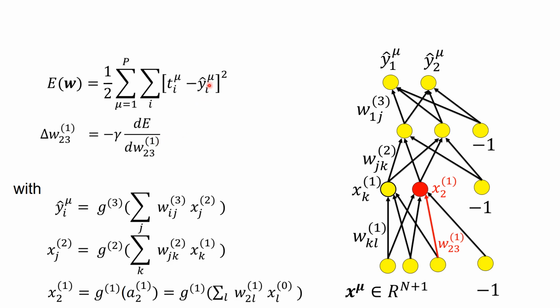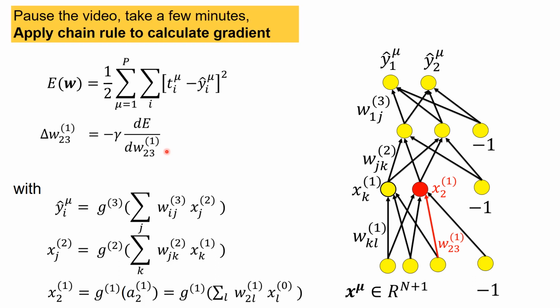We have to plug in here the value of the output. This is this value here. This depends on the activity in the previous layer, in layer 2. The previous layer depends on the activity in the first layer. The first layer depends on the input in layer 0. So we just have to take the derivative, and to do that we apply the chain rule. What I suggest is that you pause the video now for a few minutes, take 5 minutes or 10 minutes, whatever you want, and apply the chain rule. And this should give the update.